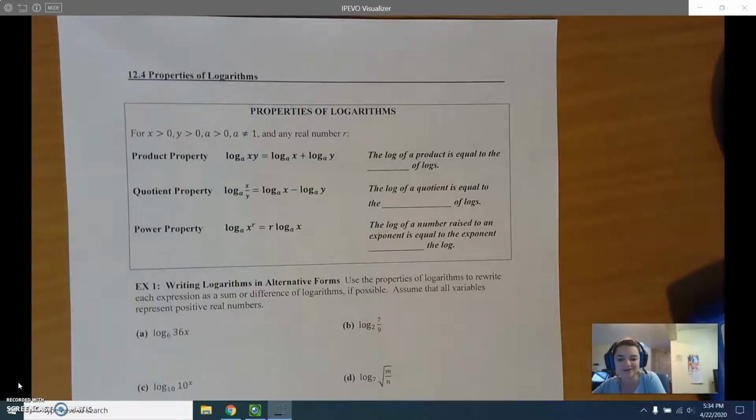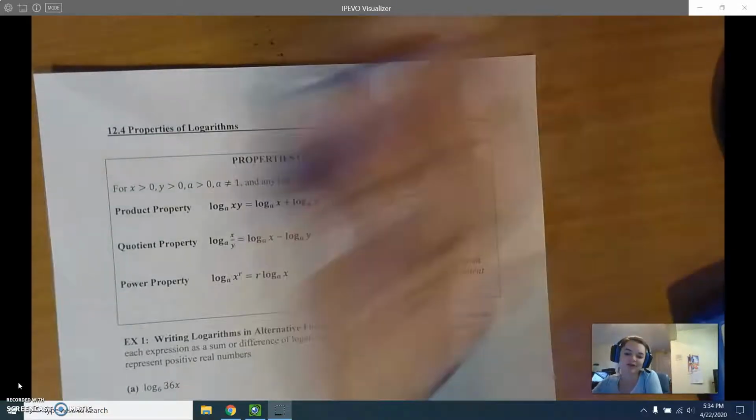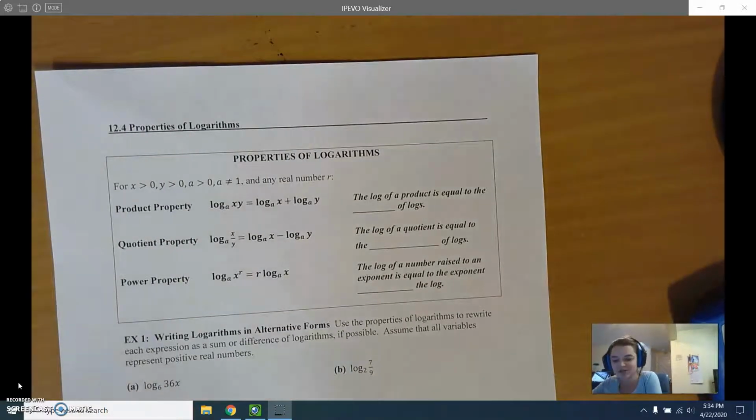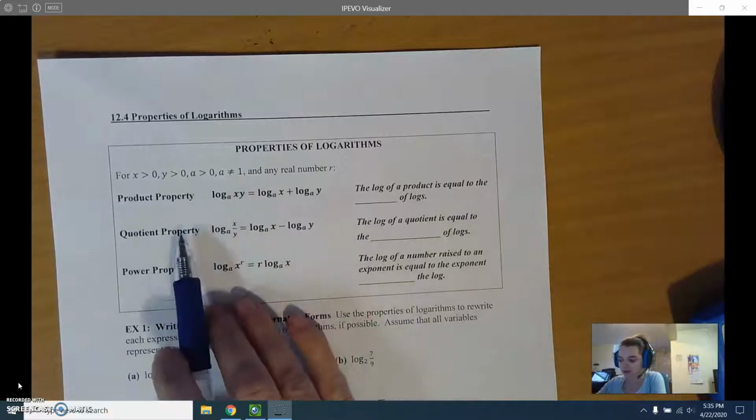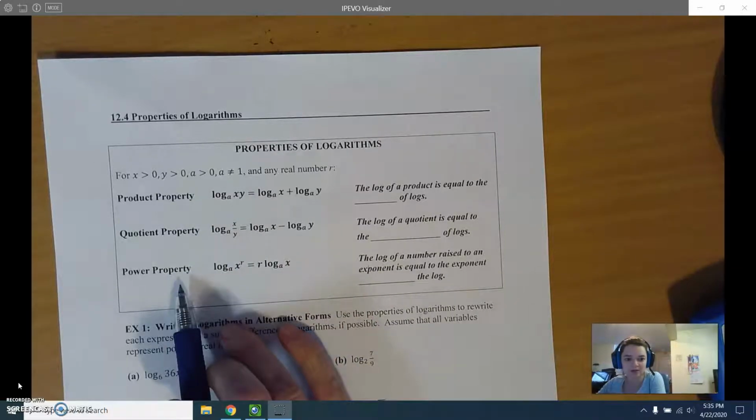Hi everybody, welcome to our last lecture of the semester on 12.4, Properties of Logarithms. The properties of logarithms are a lot like properties of exponents because logarithms act like exponents. If you remember, we could go back and forth from log form to exponential form, and so these logarithms act like exponents, which is kind of fun, okay? There are three properties of logarithms that we're going to go over today: the product property, quotient property, and power property, okay?